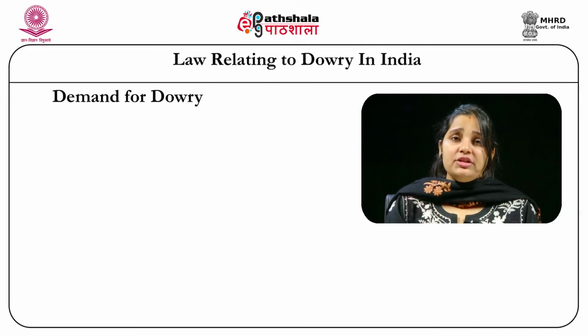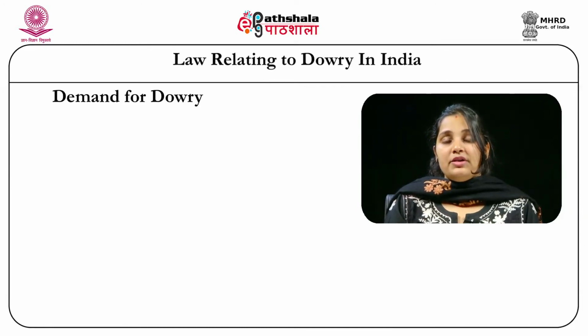Now, as I mentioned earlier while discussing the definition of dowry under the Dowry Prohibition Act of 1961, dowry refers to an exchange between two parties of a property or valuable security at the time of marriage, before the time of marriage, or after the time of marriage, and this exchange is always in connection with the marriage.